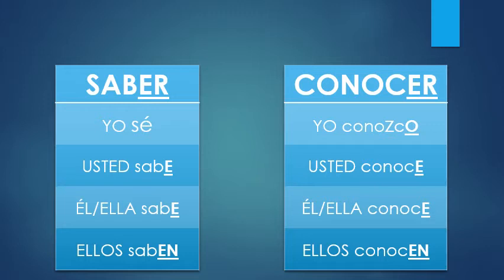For conocer, the difference is the Z. And the reason that that's there is just like in English, if you were to put a C next to an E, it's soft. It makes an S sound. But if you put a C next to an O, it's hard. And so because of that sound change, the word developed this way, okay? So pronounce, repeat after me. Conozco, conozco. At least this way still got a little bit of an S sound. Plus these are fun. Okay, so yo conozco. But the rest again are regular. Conoce, conocen. Ellos conocen. So again, conozco, conoce, conocen.